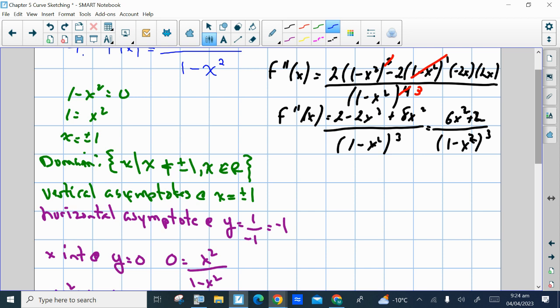And we need to find our critical numbers for this. And they will be where it equals 0, or where it's undefined, which is, again, plus and minus 1. We already know that that's where we have our vertical asymptotes. So there will not be points of inflection there, but we still want to know the concavity. But first, 6x squared minus 2 equals 0. That's where 6x squared equals 2. It's where x squared equals 2 over 6, or 1/3. And x will equal plus and minus root of 1/3.